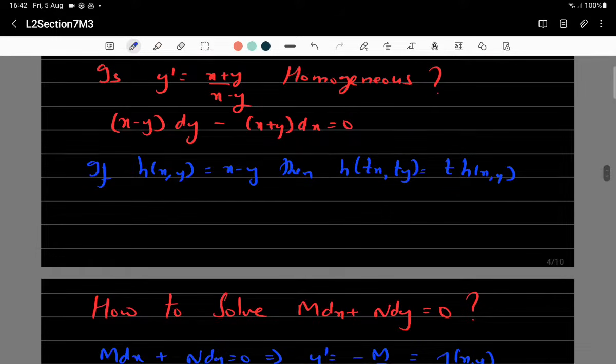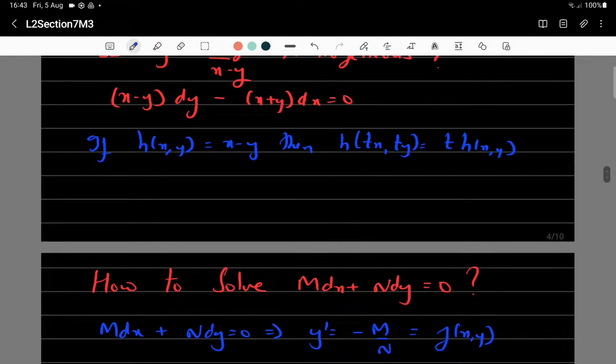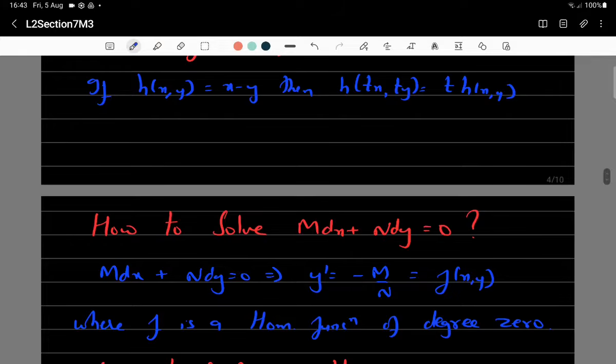So if the given differential equation is homogeneous, which means M dx plus N dy is equal to 0, which means y dash is equal to minus M by N, where M and N both are homogeneous functions of the same degree, I can write it as f of x comma y. Where f of x comma y is a homogeneous function of degree 0, because let's say M is a homogeneous function of degree 2, N is a homogeneous function of degree 2, t square would cancel out and they become the homogeneous function of degree 0.